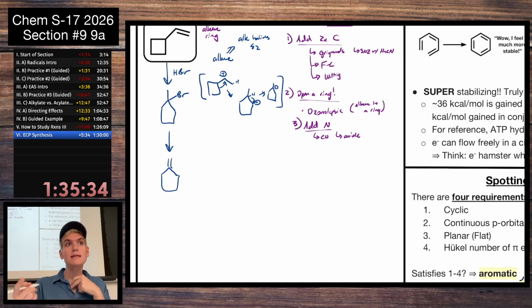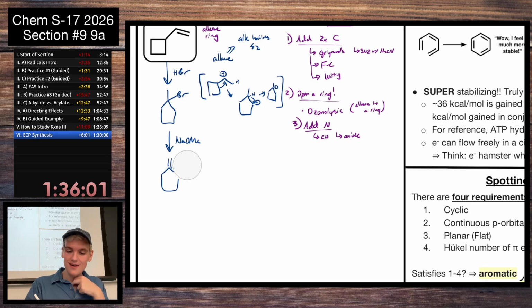E2, right? So what do we need for E2? What's our most important thing? Base. Give me a base. Let's use, instead of NaOH, I'm going to use my favorite, NaOMe. Could I use KOtBu? We couldn't use KOtBu here because it would make a terminal alkene, right? So we have to use a smaller base, so NaOMe or NaOH.